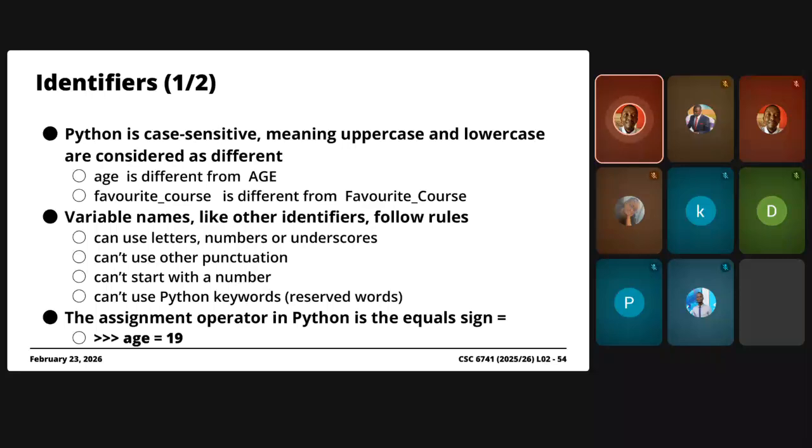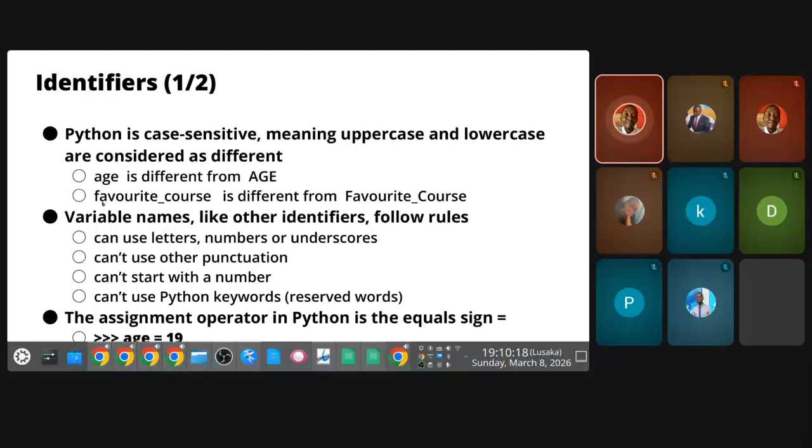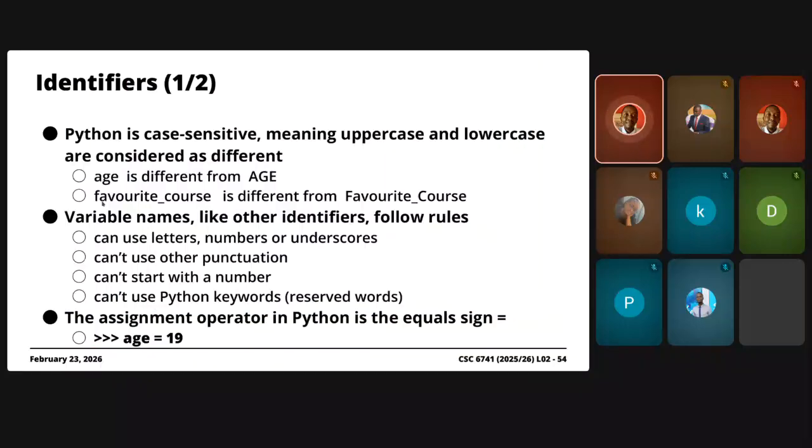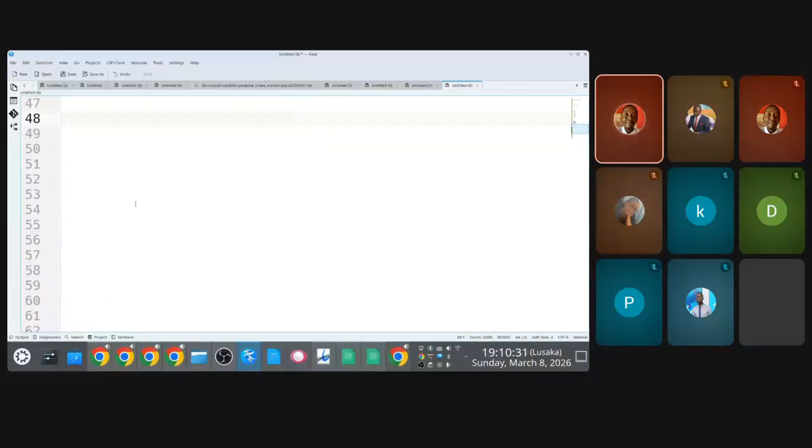But think about it from the perspective of creating an identifier or a variable that's going to hold a score. I want a number that's going to hold a score. The very first thing that you're going to have to do is create a variable to hold the CSC 6741 score, ranging from 0 to 100.